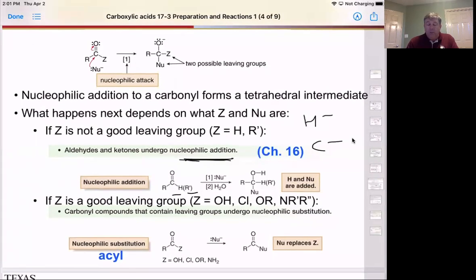Okay, when we have leaving groups like hydroxide, chloride, alkoxide, or an amine, we end up getting what we call acyl substitution. In fact, these groups are good enough leaving groups that once we form this intermediate here, we have to look at which of these two groups is the best leaving group and whether it's going to leave or not. So we actually end up with another set of reactions called acyl substitutions.